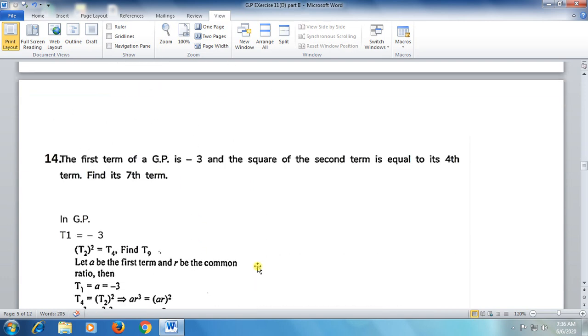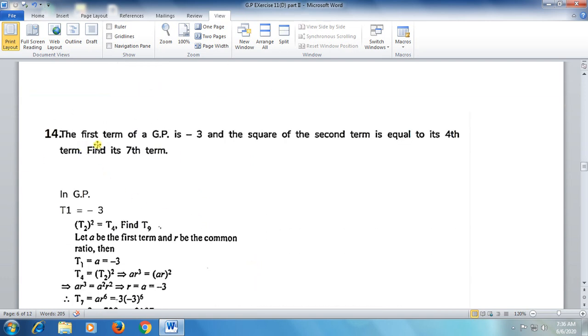Question number 14. The first term of a GP is minus 3 and the square of the second term is equal to its fourth term. Find its seventh term. The first term of GP, T1, nothing but the value of A, is minus 3. The square of the second term, so T2 whole square, is equal to the fourth term, that is T4.